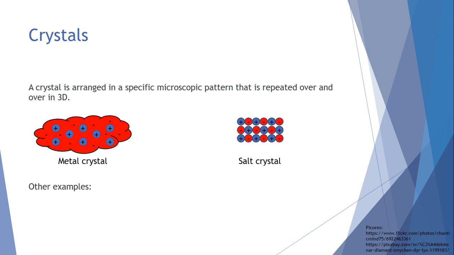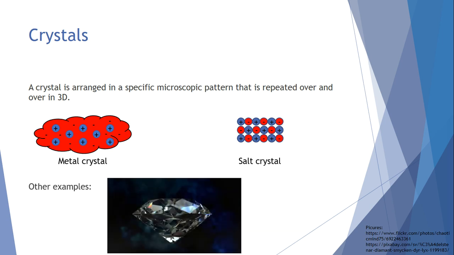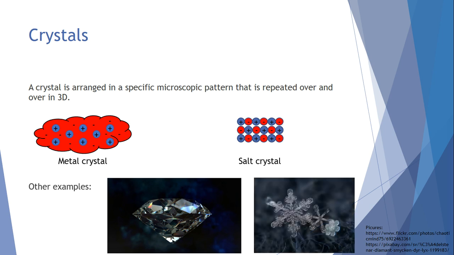There are, of course, other types of crystals, not just metals and ionic compounds. We have, for example, this, which is a picture of a diamond. Diamonds are covalent compounds, molecules. Here we see a snowflake, a water crystal formed from a molecule of water in a solid state. So crystals can be pretty much anything, as long as we have a specific pattern that repeats over and over again in 3 dimensions.